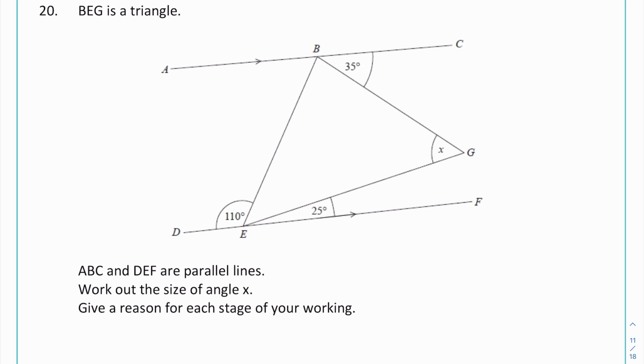So in this question, we can already see there are some parallel lines. It says A, B, C and D, E, F are parallel lines, which we can see via these arrows. It says work out the size of angle X. Give a reason for each stage of your working. So angle X is just here within the triangle. So we know angles in a triangle add up to 180, so if we can find this angle and the other angle in the triangle, we'll be able to subtract them both from 180.